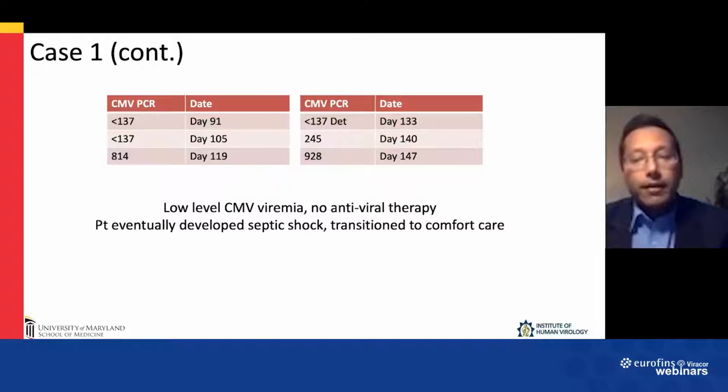Now, unfortunately, this patient had multiple other comorbidities and remained hospitalized for several months. She eventually developed a septic shock and was transitioned to comfort care. This outcome obviously was rather unexpected, but as it relates to her CMV infection, I think one thing that we can see here is that with the CMV T cell immunity that had developed, she did not have any recurrent CMV events.